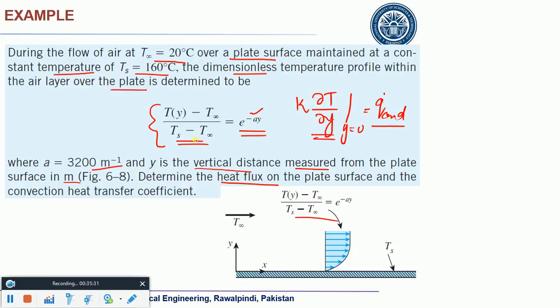And how can you find out this value? You need to differentiate temperature with respect to y. Every other thing would be taken on the right hand side, and you need to differentiate it with respect to y. You need to put y equals 0 and then multiply it with k and come up with the answer for this heat flux. And what is the convective heat transfer coefficient? You remember that we talked about its definition in the last class. How can you find out h?